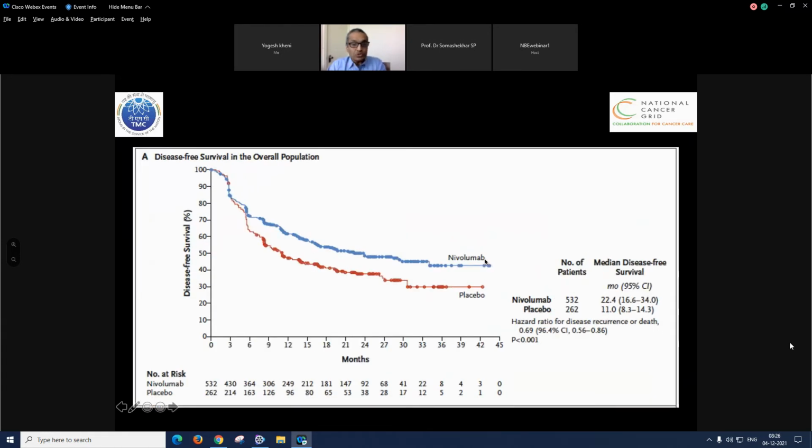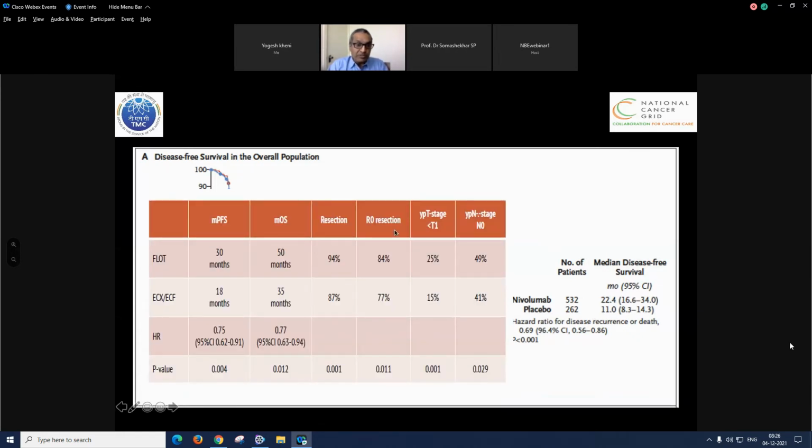When it comes to disease-free survival, this is the same graph which I showed you in the earlier slide as well. What I want you to focus on is this 22.4 months versus the 11 months. Now, it is incorrect to compare across trials, but I will do that just to show a fallacy of this particular trial. When you looked at the FLOT trial, the progression-free survival, which is exactly the same as what the disease-free survival in this trial was, the progression-free survival with perioperative chemotherapy followed by surgery with the older regime was 18 months, and perioperative chemotherapy with surgery in the FLOT regime was 30 months.